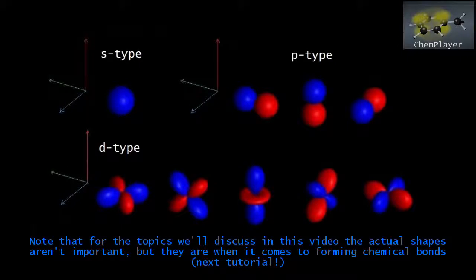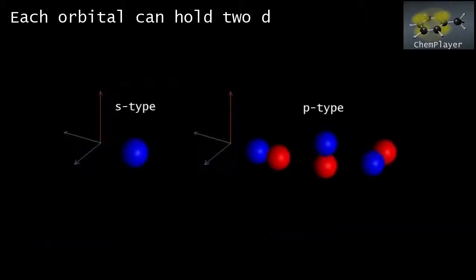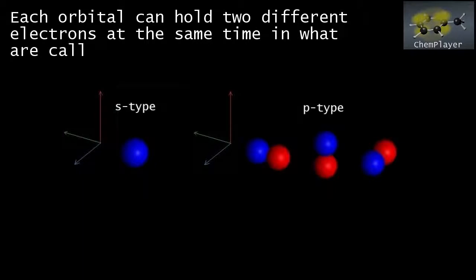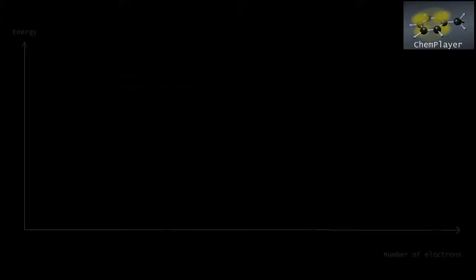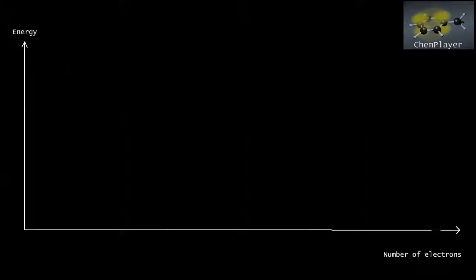Well, the maths tells us a few more important things. First of all, each of these orbitals can actually hold 2 different electrons. The 2 electrons in one orbital are differentiated by a property which is called spin. It doesn't mean that they are actually spinning, it's just a term used. The next important thing the maths tells us is that these orbitals contain electrons at different energy levels.